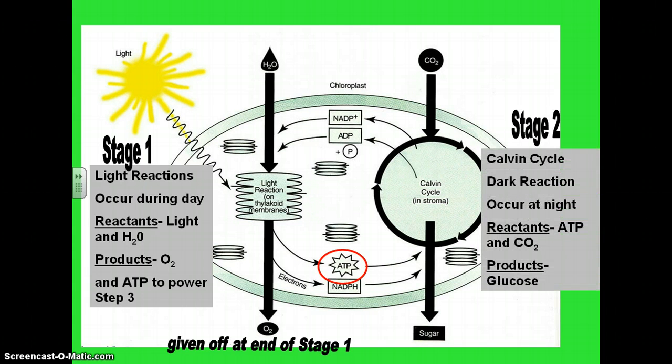In stage 2, we have something called the Calvin cycle, or the dark reaction, meaning we do not need the sun's light in order for this reaction to occur. The reactants, meaning the things that go in, are the ATP that we ended with in stage 1, and the CO2. And that CO2 is going to be absorbed by the plant leaves, and that's another reactant. The product of this one is glucose. And this is the very important product that would be then used in cellular respiration.